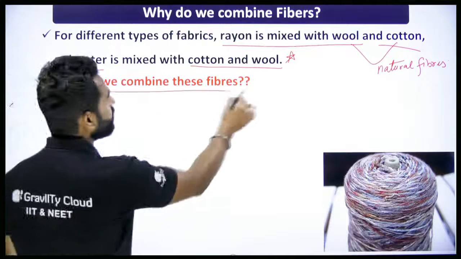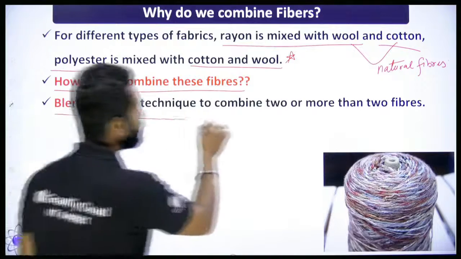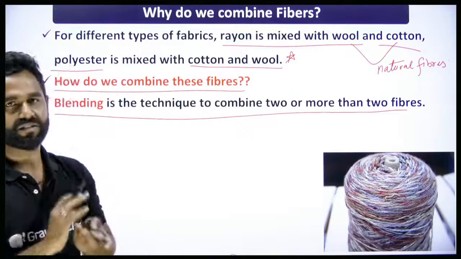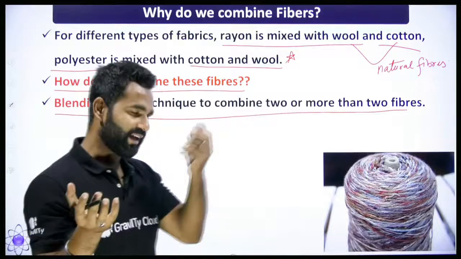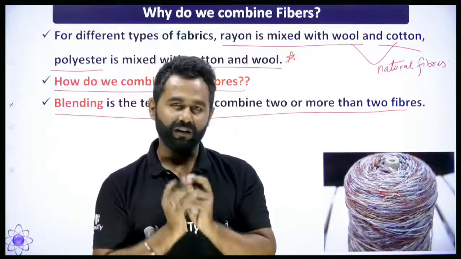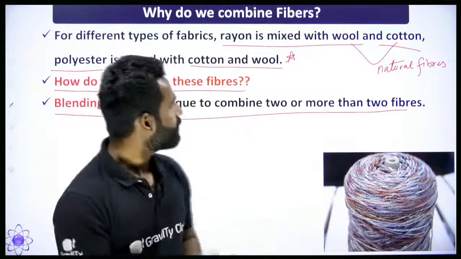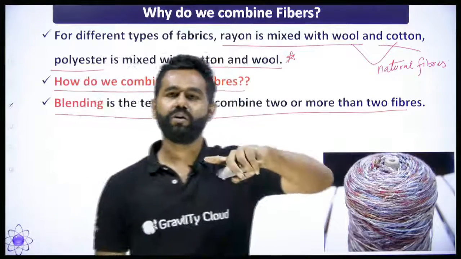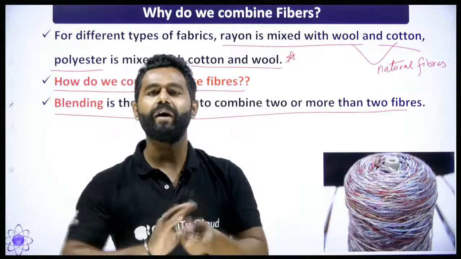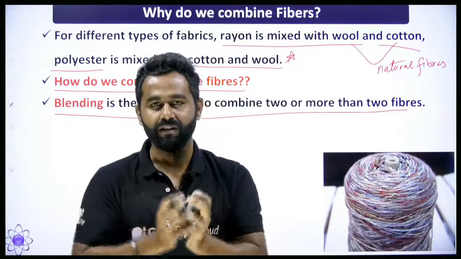So how do we combine these fibers? There is a technique called blending. Blending is a very important technique to combine two or more than two fibers with each other. You take one fiber, you take another fiber, just mix them properly and you get the combination of these two fibers. For example, we have the rayon. You take the rayon, you melt it. We have woolen, you take the woolen and melt it and then combine them. When you combine them, what will happen? They will give you a different type of material.